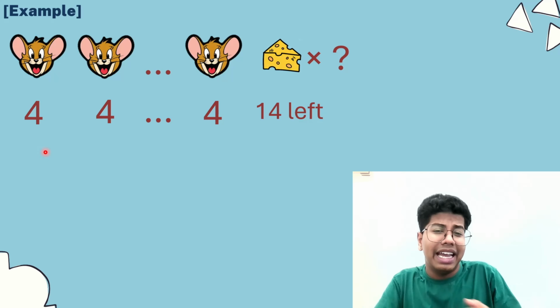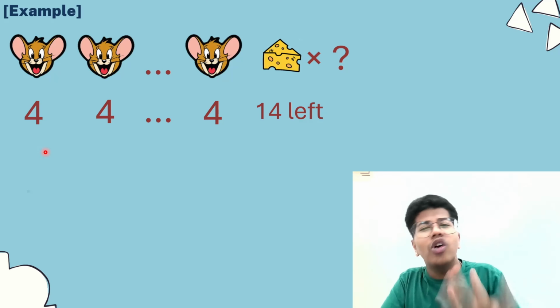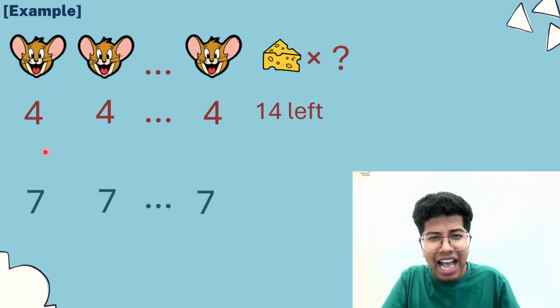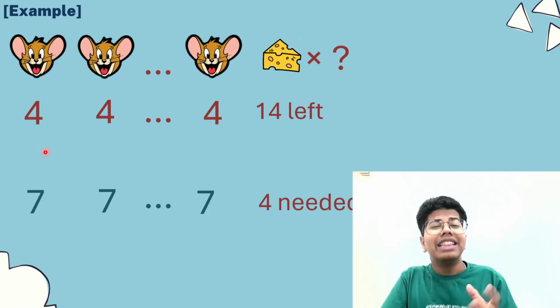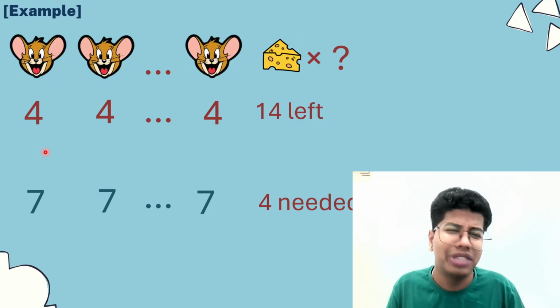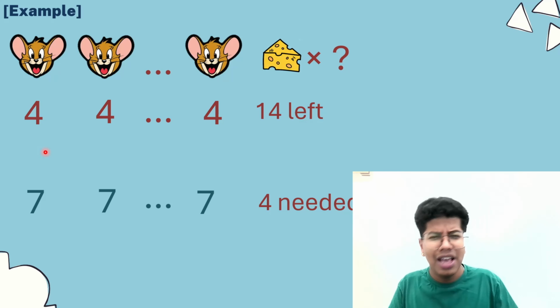Now let's say instead of this situation, I try distributing more cheese cubes to them, let's say now it's 7. Now let's just think. If I start distributing 7 to each of them, now the problem is there are 4 more needed in this case. There are 4 more cheese cubes needed. This means it's not sufficient for them. There's a shortage of cheese cubes.